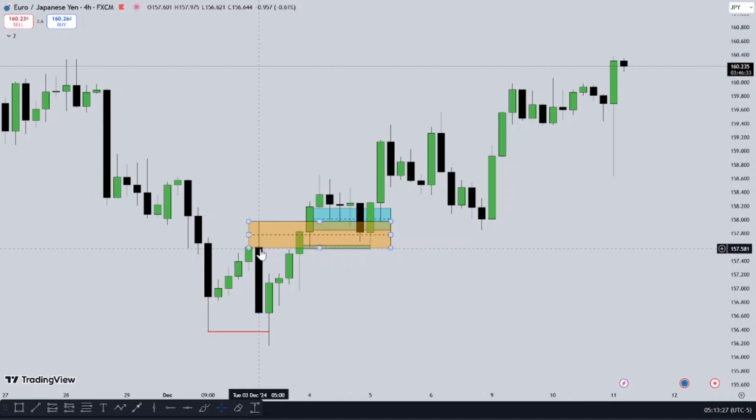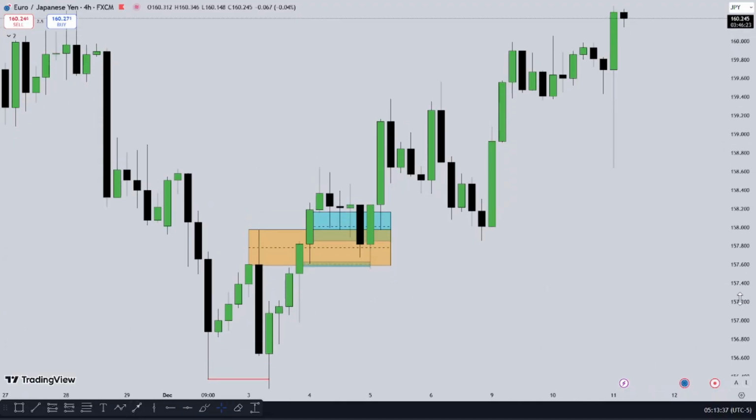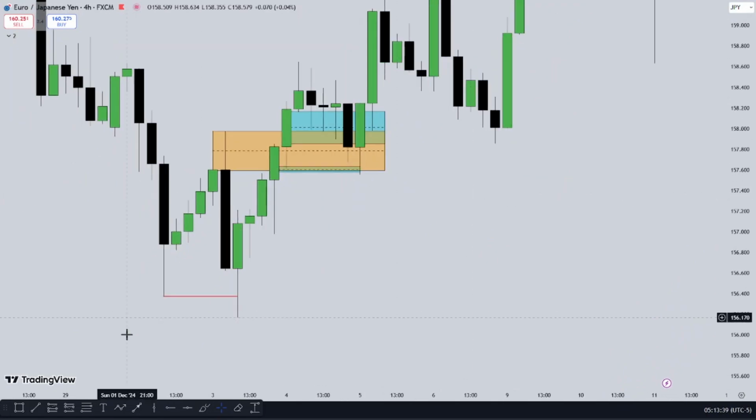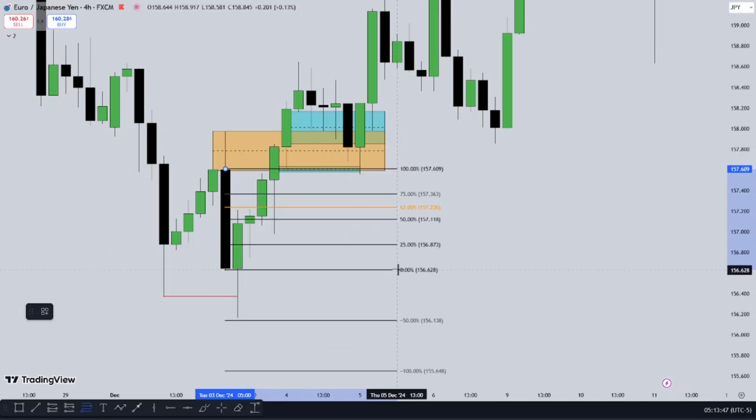Why? What makes an order block not that valid is when price trades below the mean threshold of the order block. Now, what's the mean threshold? You measure the body of the order block. Measure the body of the order block. Below the 50% makes it an invalid order block.